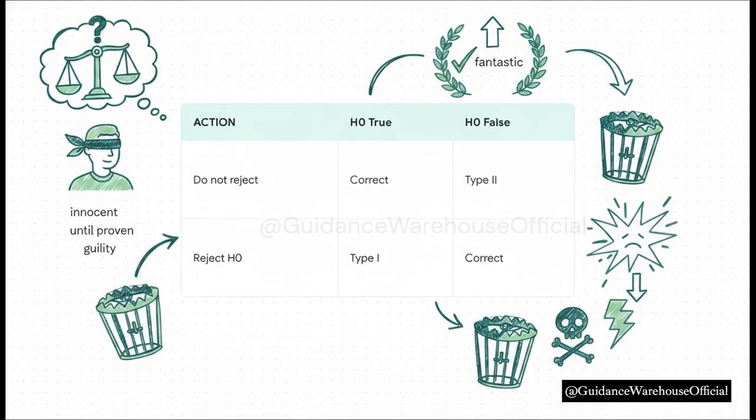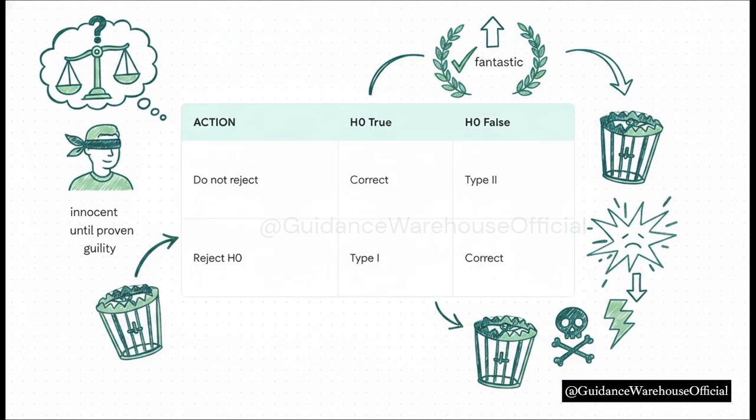Okay, let's draw out what we call the outcome matrix. Whenever we make a decision in statistics, we start with a baseline assumption. We call this the null hypothesis, written as H0, but we pronounce it H-naught. Just think of H0 as the status quo, or the legal assumption of innocent until proven guilty.